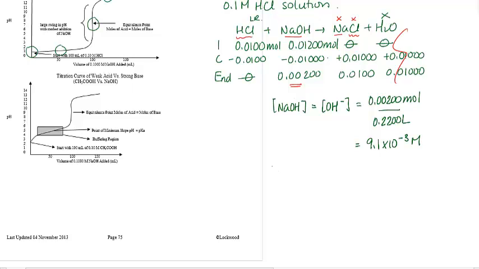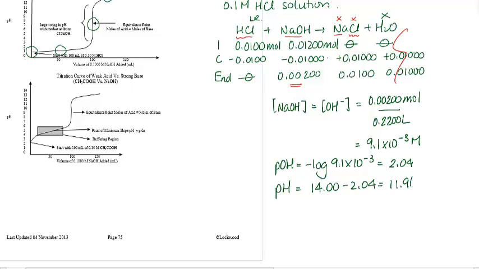Since we have our OH concentration, we can calculate the pOH, which is going to be negative log of 9.1 times 10 to the power of minus 3, which yields 2.04. So now when we calculate the pH, we subtract 2.04 from 14, and we end up with 11.96 as our final pH.